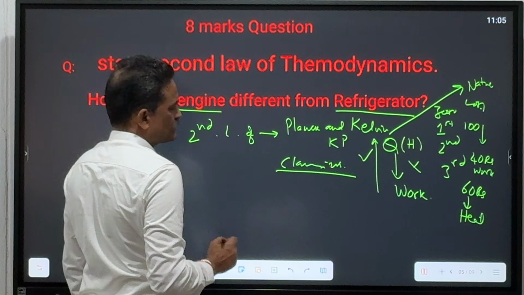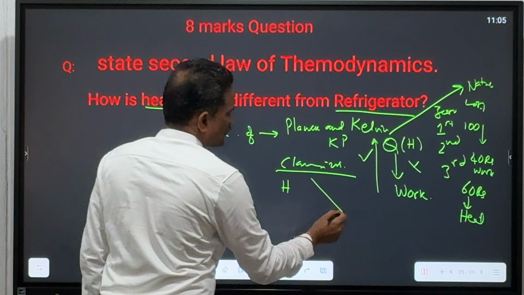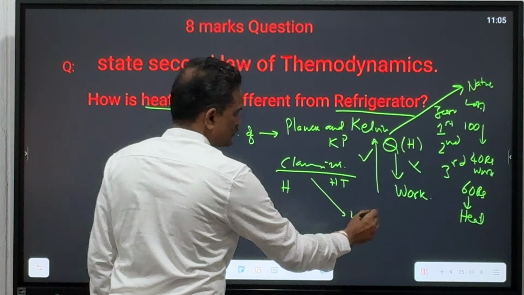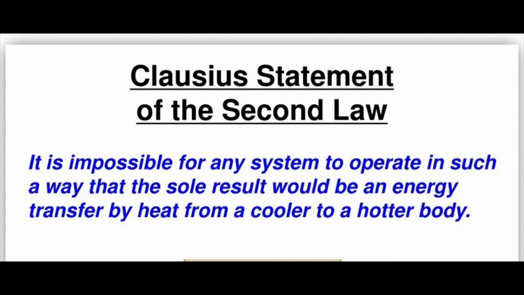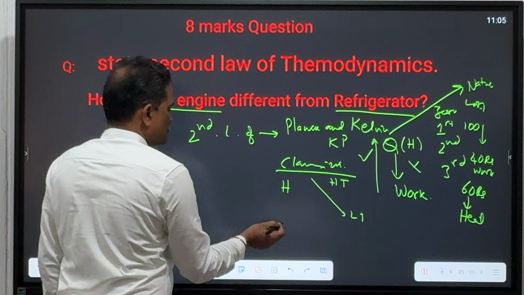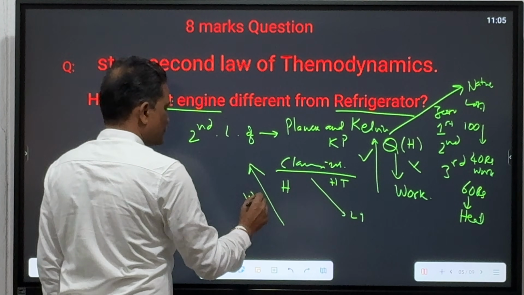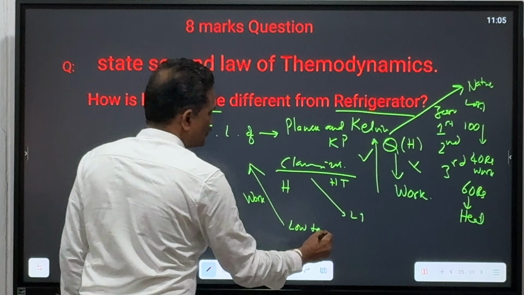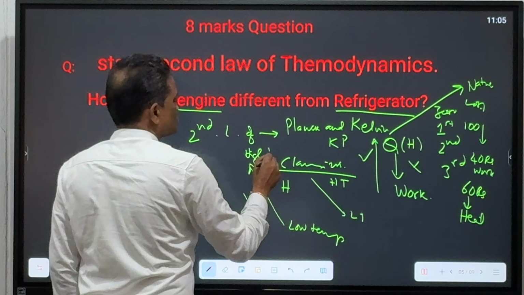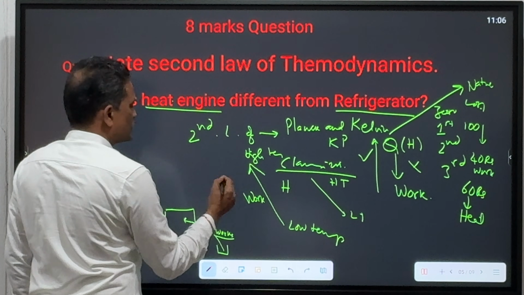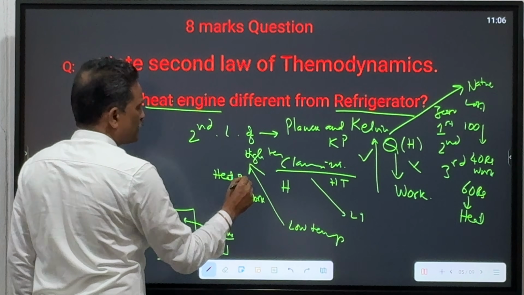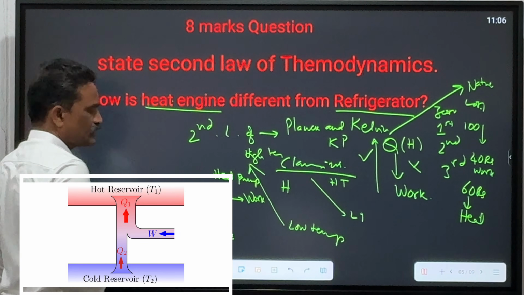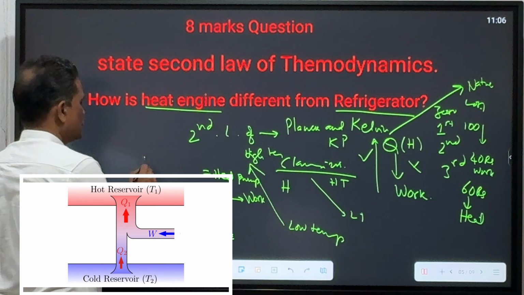The Clausius statement says that heat always goes from high temperature to low temperature. Heat never goes on its own from low temperature to high temperature. This is done by applying some work. External work is done to pump the heat from low temperature to high temperature. So heat can be pumped, and it is called a heat pump. A heat pump works only when you supply some external energy. Another name of heat pump is refrigerator.